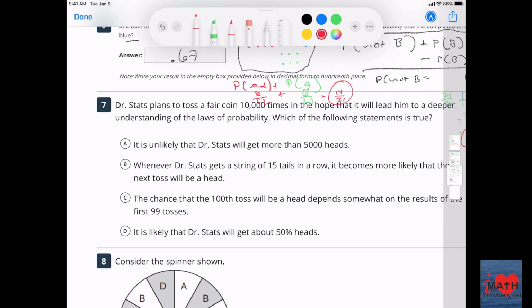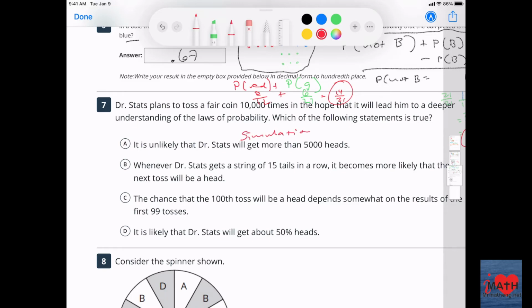Question number 7. Dr. Stats plans to toss a fair coin 10,000 times in hope that it will lead him to a deeper understanding of the laws of probability. Which of the following statements is true? Okay, A, it is unlikely that Dr. Stats will get more than 5,000 heads. Remember, this is the idea of simulation.